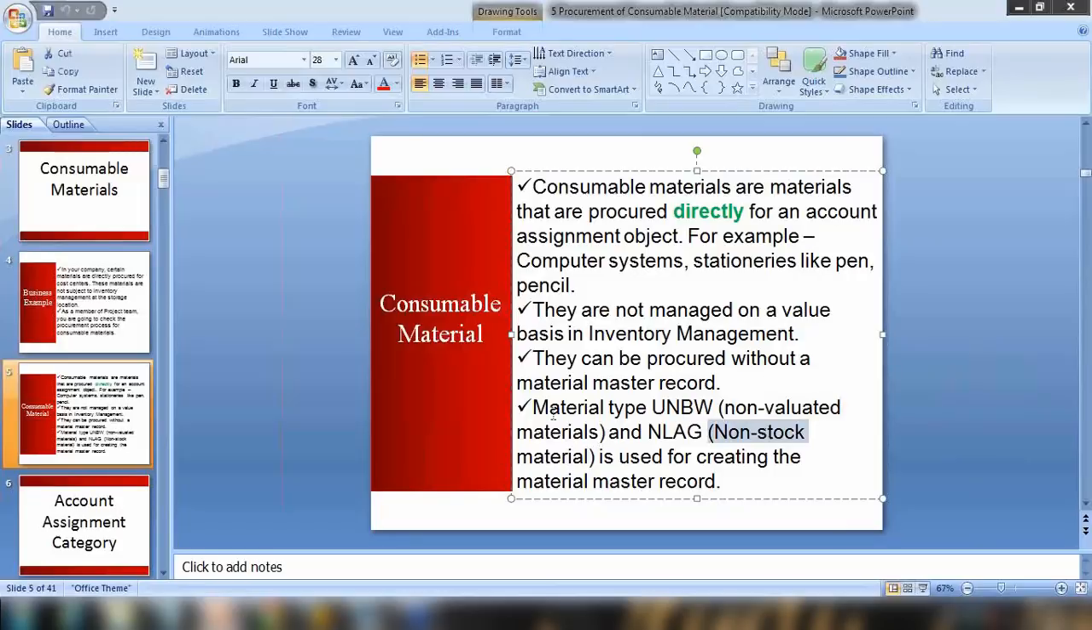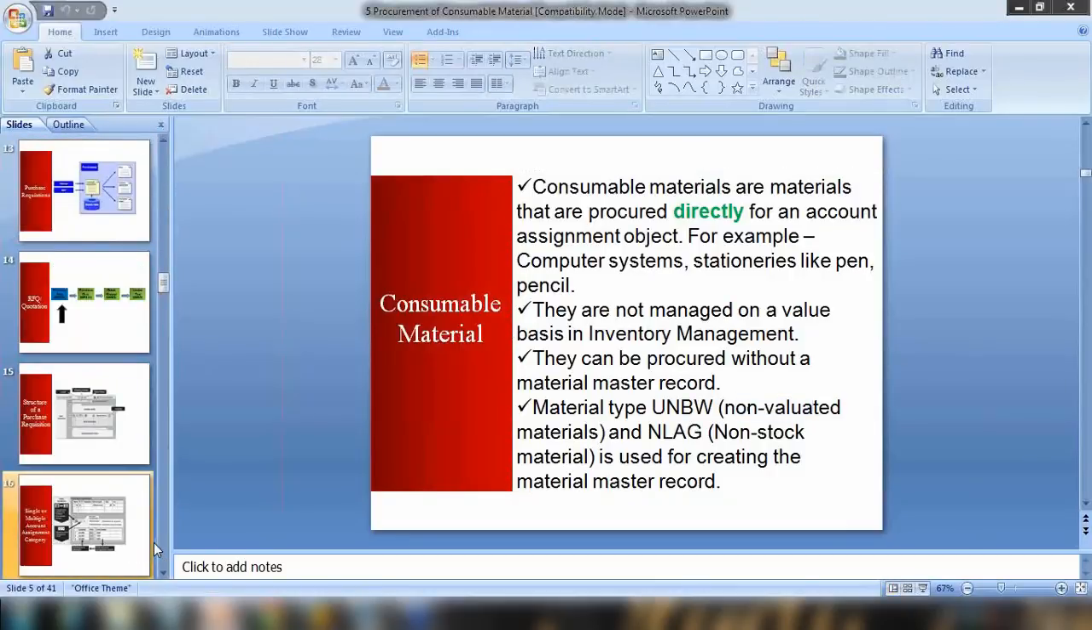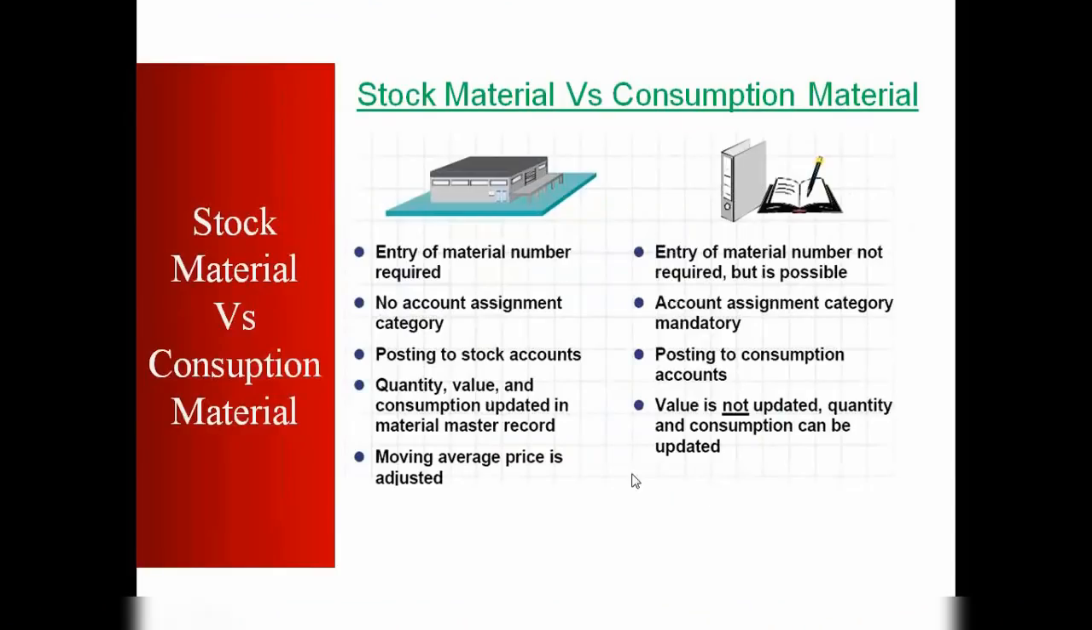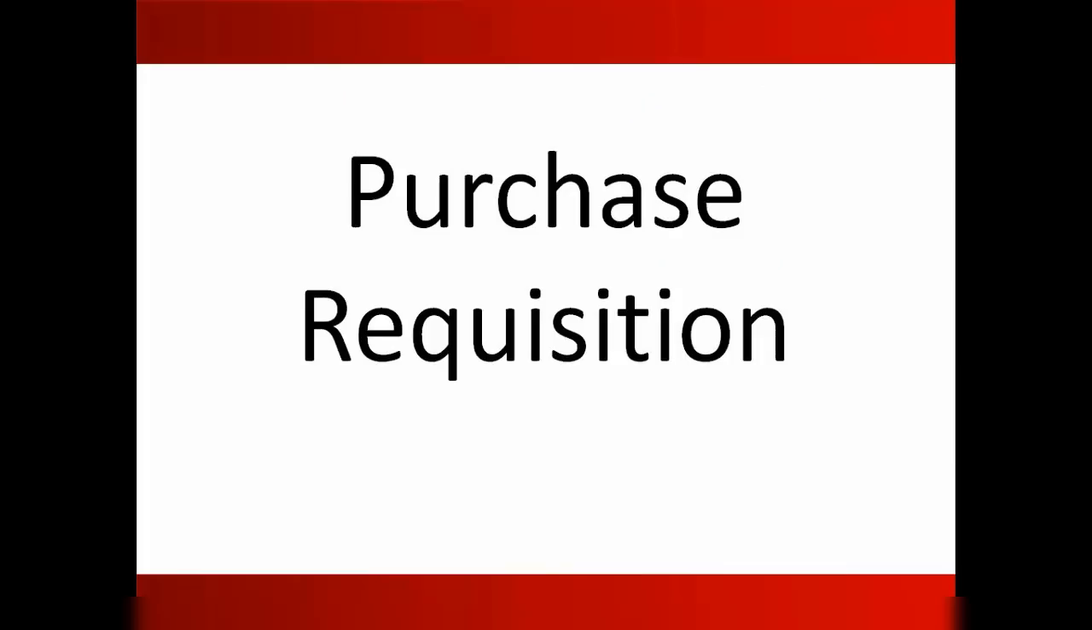This is automatically done from the customizing, which we'll see in the next topic, how the material type can control whether the stock can be maintained or the valuation can be maintained or not. We'll see the details again in the customizing topic later on. So that's the comparison between the stock material and consumption material. Now we're starting the next topic, which is purchase requisition.